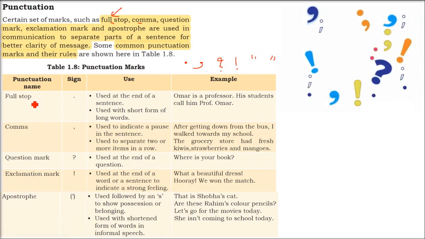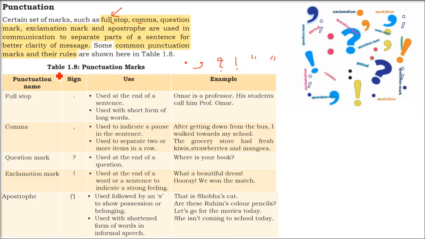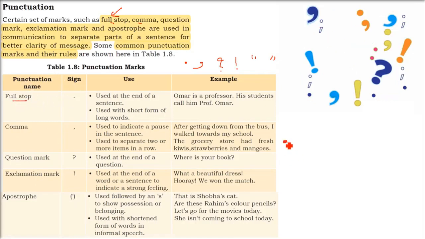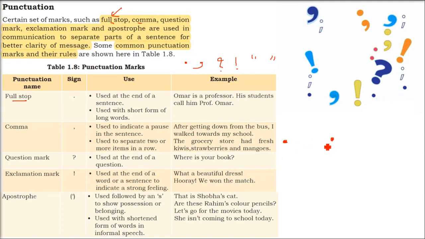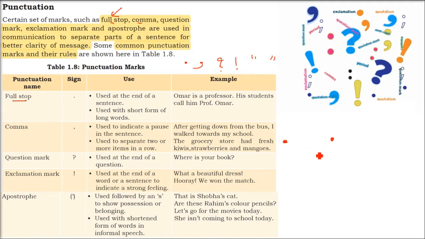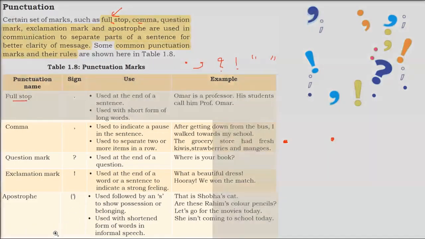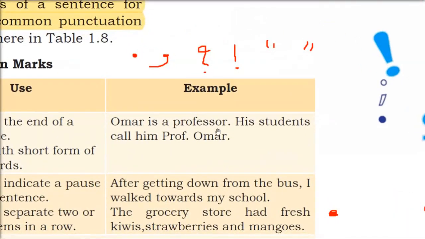So the first one is full stop. That is a period sign, dot. This is a sign we use, dot. So where is it used? It is used at the end of a sentence. Every sentence ends with a dot. Not every, I'll show you the question mark, exclamation also. Most of the sentences. Let me change my sentence: Omar is a professor. Now this sentence ends.